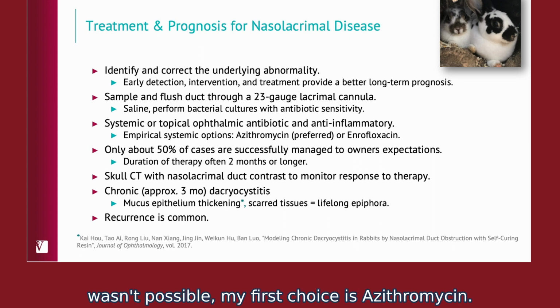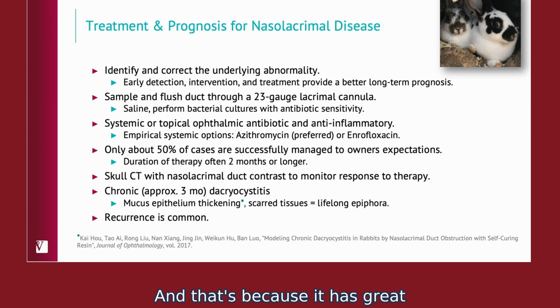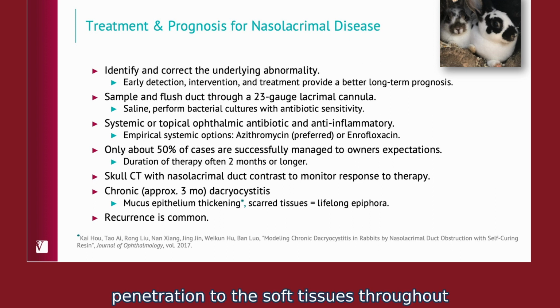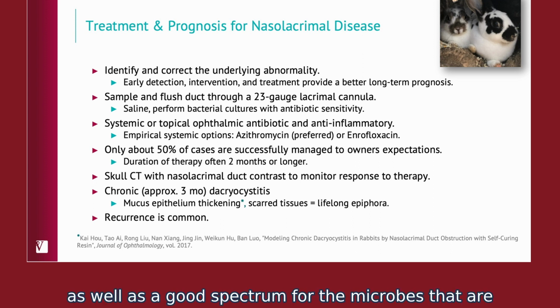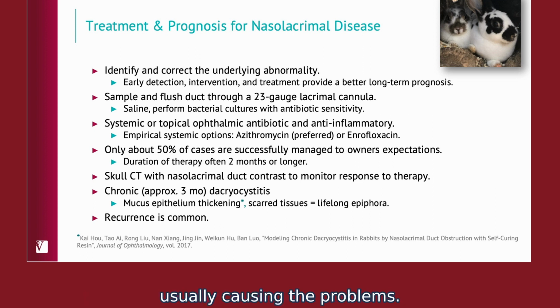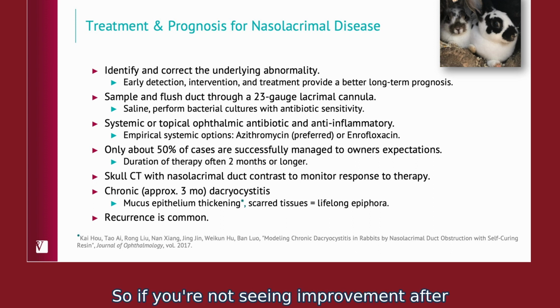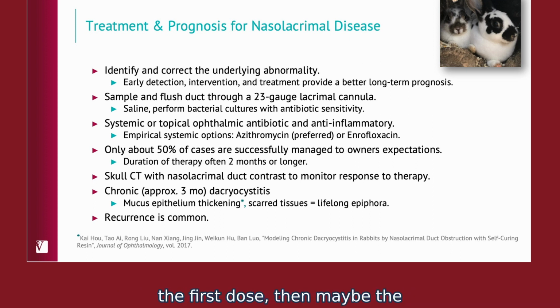Now, ideally, you've been able to perform a culture and sensitivity, but if that wasn't possible, my first choice is azithromycin, and that's because it has great penetration to the eyes, it has good penetration to the soft tissues throughout the head of the rabbit, and it also has a little bit of anti-inflammatory effect as well as good spectrum for the microbes that are usually causing the problems. I also tend to see really rapid improvement with azithromycin. So if you're not seeing improvement after the first dose, then maybe the azithromycin was not the best choice, in which case enrofloxacin is my second choice.